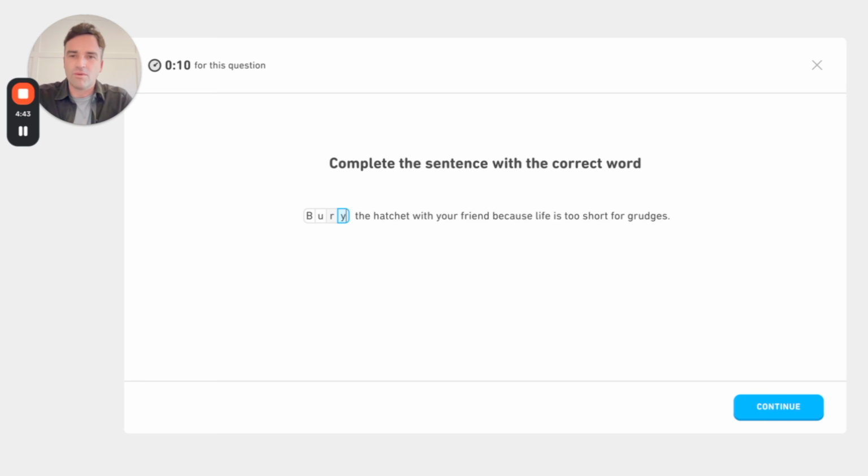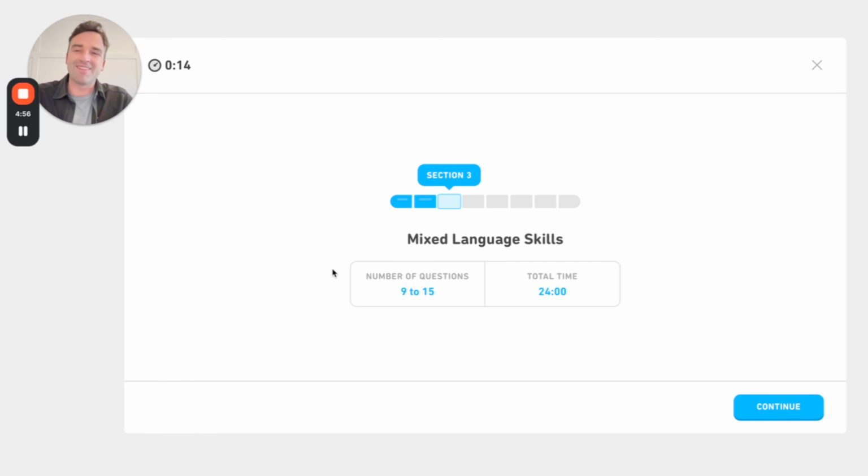Yeah. Whoa, this is a tricky one. Bury the hatchet. This is a real idiom, this one is. To bury the hatchet means to overcome, to forget about something bad that happened and don't hold grudges. But that's very colloquial and idiomatic. Quite a tricky one, I guess.